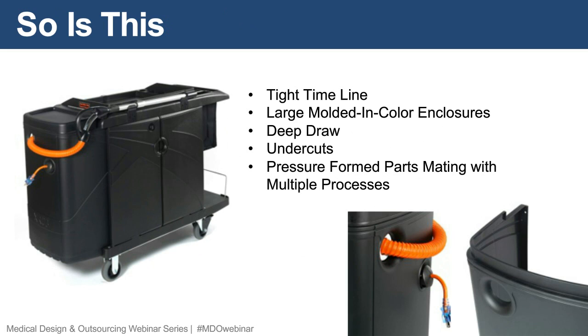So is this. Tight timelines, large molded in color enclosures, deep drawn parts, undercuts, and pressure form parts mating with multiple processes. On this slide you're seeing a cart that has a large pressure form part with undercuts along the perimeter of the part and sidewall undercuts. The part's molded in color, it's got an acid etch texture, and it mates up with blow molded parts, injection molded parts, and sheet metal parts. The production of this unit had to take place in a matter of weeks rather than months, so tooling up and getting into production on a tight timeline was critical.